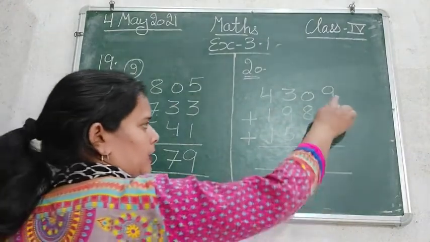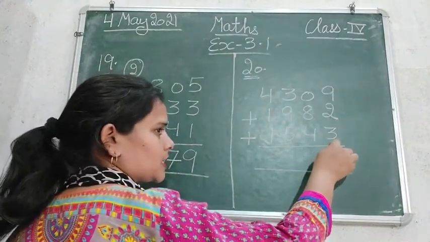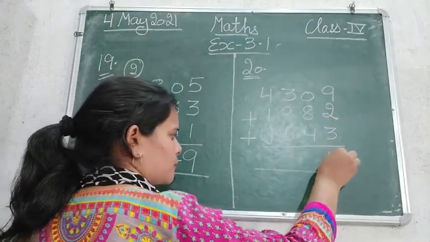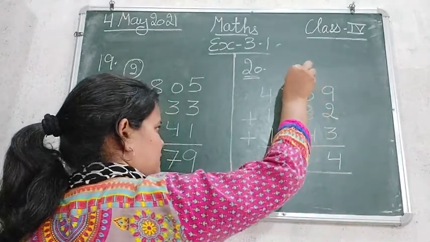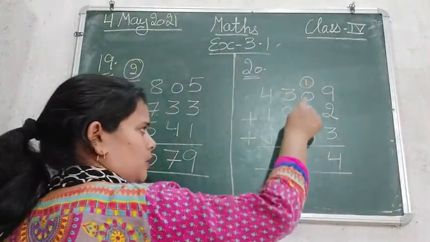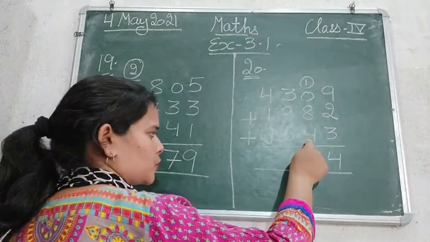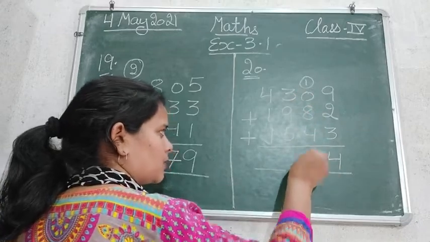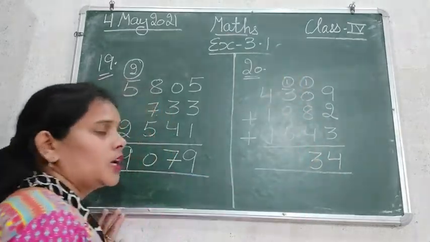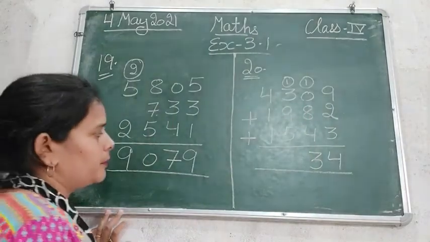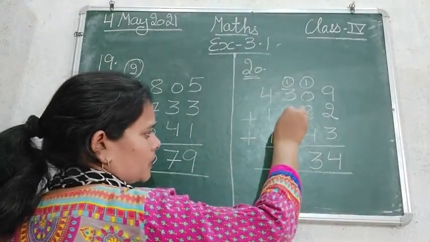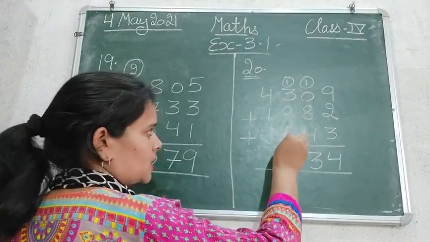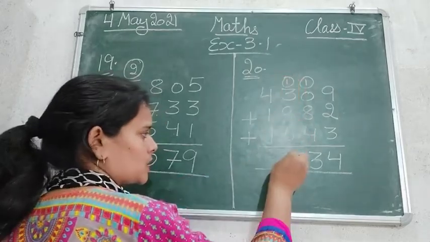9 plus 2, 11. 11 plus 3, 14. 4 will be here, 1 will be carried to the next number. Okay, so now 0 plus 8 is 8, plus 4, 12, plus 1, 13. So 3 will be here and 1 will be carried to the next number. Clear? 3 plus 9 is 12. 12 plus 5, 17, plus 1, 18. So this is 18.